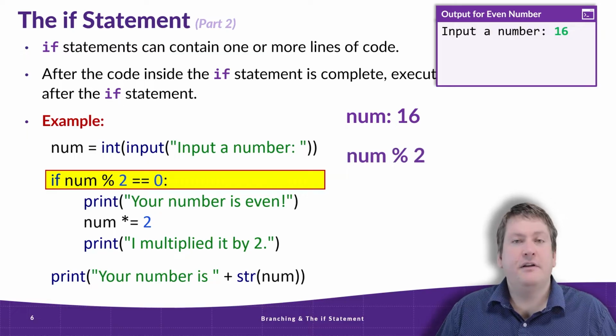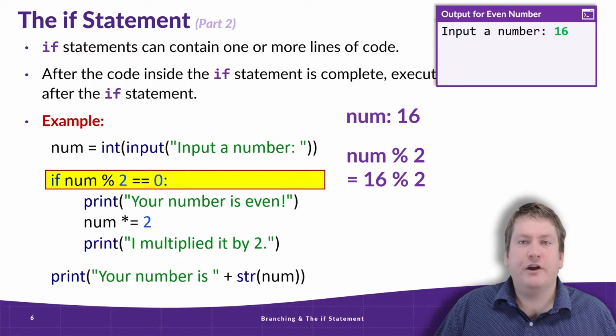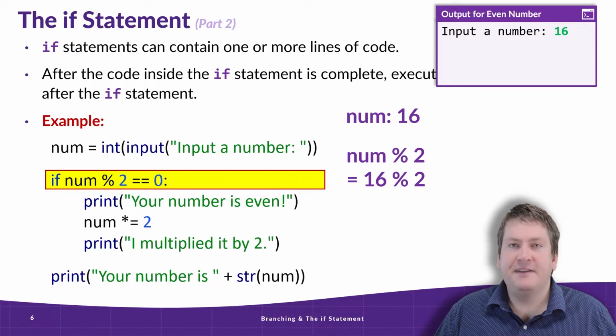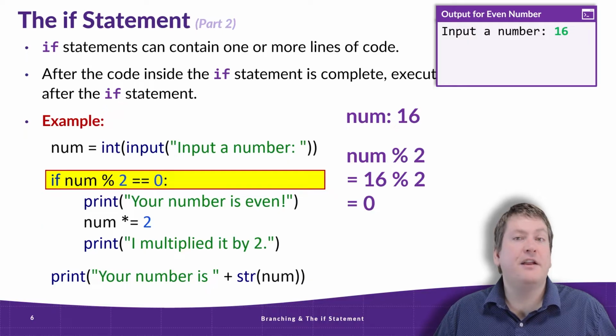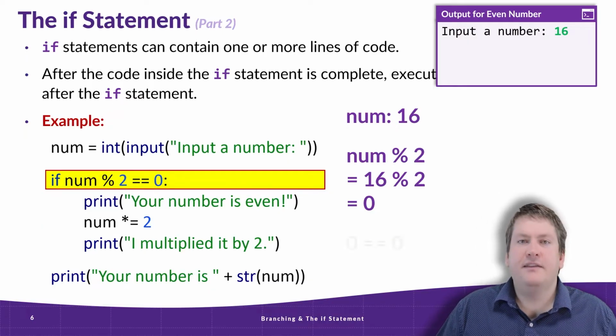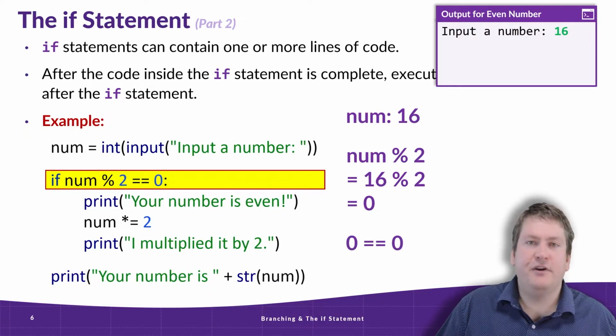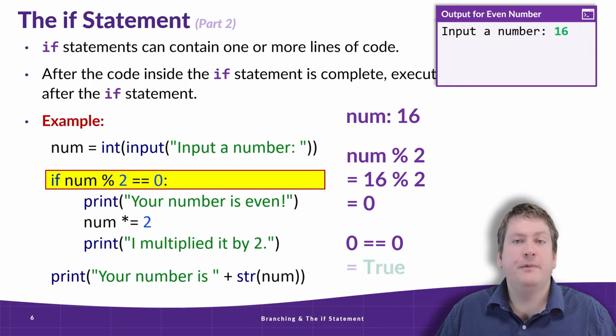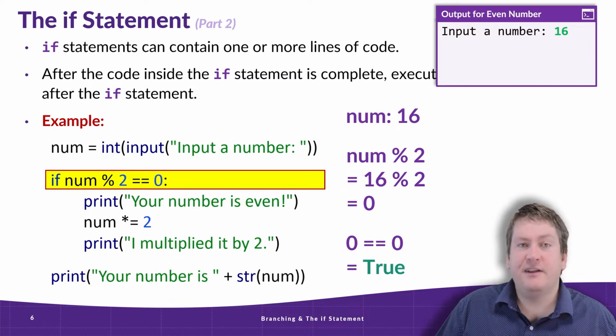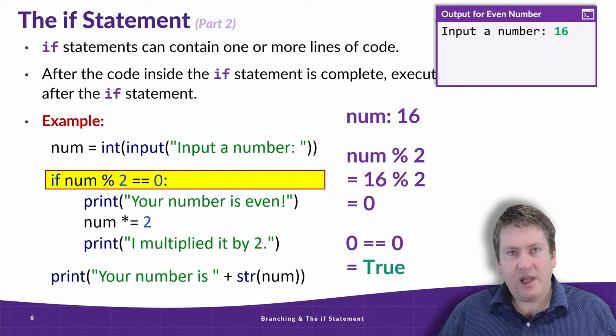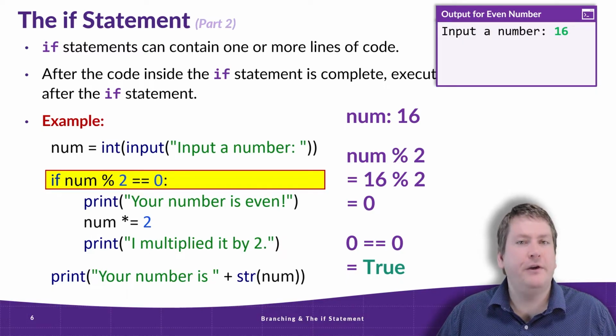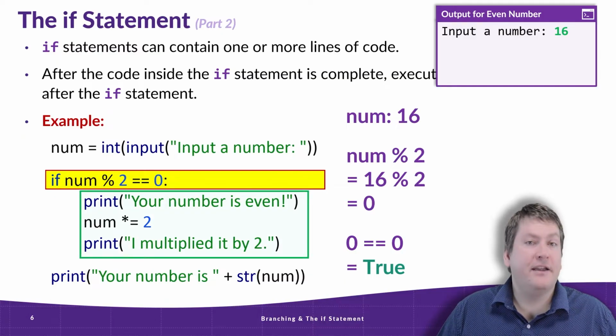So in this case, num modulo 2 means that we are going to look up the value of num. It's going to be 16. 16 modulo 2, it divides evenly, so that means there is no remainder. In this case, we'll then check, is 0 equal to 0? It is. So the result of that if statement's condition is true. If an if statement's condition has a true value, it means we enter the code block and start running that code. So the code block would be the lines that are indented.